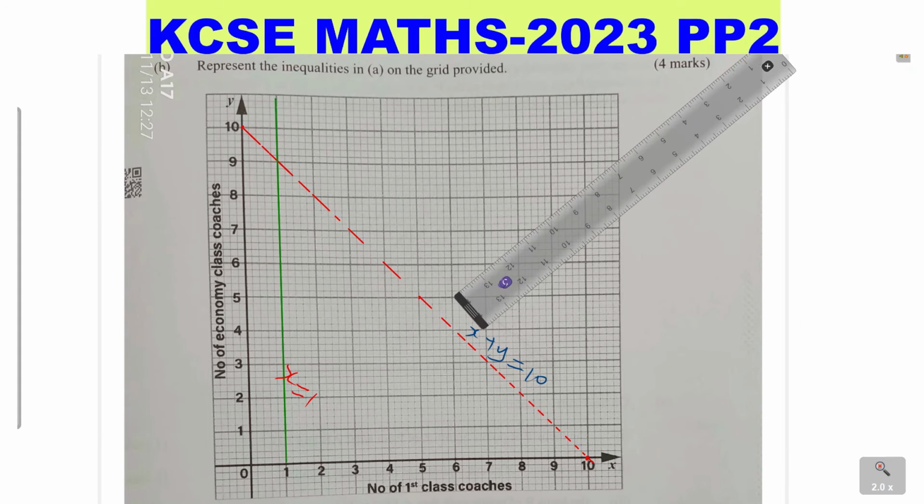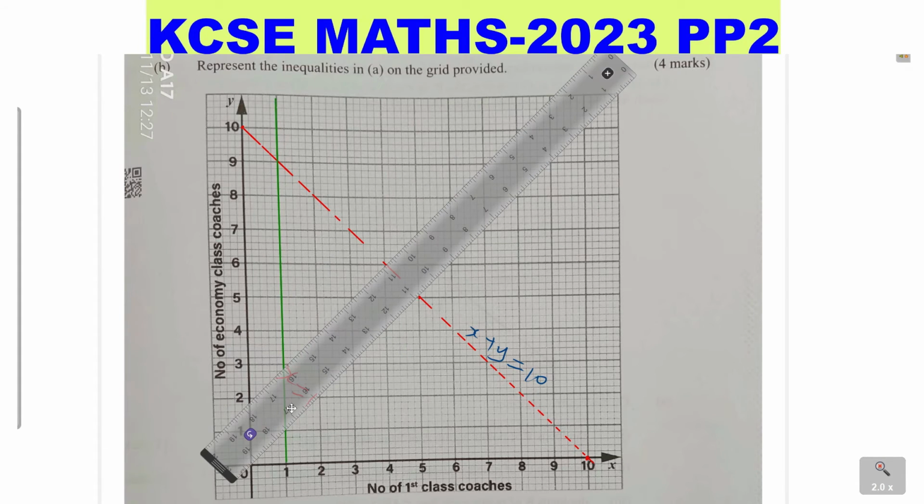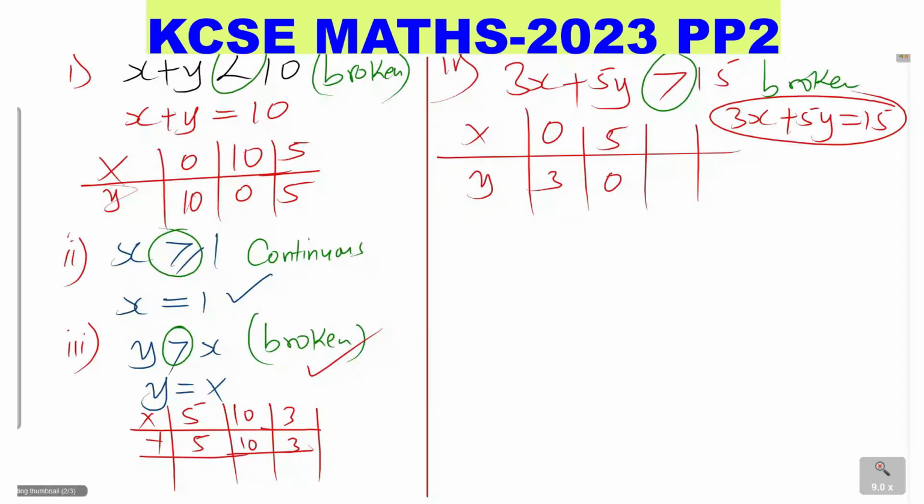So y is equals to x. Let me show you. y is equals to x is this line passing exactly between the x and the y axis, exactly between. You can take any points. If you plot 5 5, 10 10, y is equivalent to the value of x, 3 3 and so on.